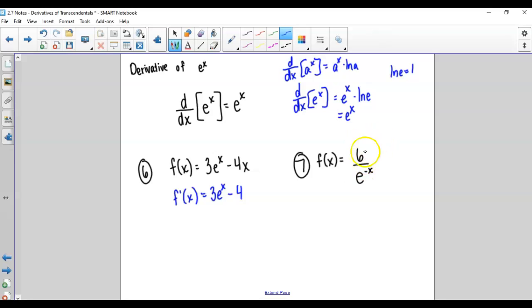For number 7, you have a little bit of a problem because you have this fraction here, but you have this negative exponent. And so when we have negative exponents, we can get rid of the negative exponents by moving that term to the other side of the fraction bar. So we could move this back up to the top and write this as 6e to the positive x. Now that was not taking a derivative, that was just rewriting the equation. So when I take the derivative, f prime of x, I'm going to just get 6e to the x because an exponential is its own derivative.